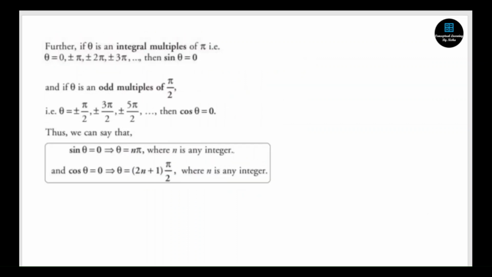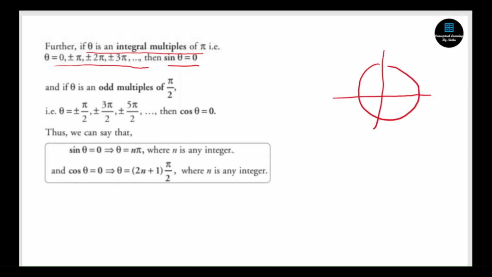Now, if theta is an integral multiple of pi, meaning 0, plus or minus pi, plus or minus 2 pi and so on, then sine theta is 0. So see what it says when I have this circle.